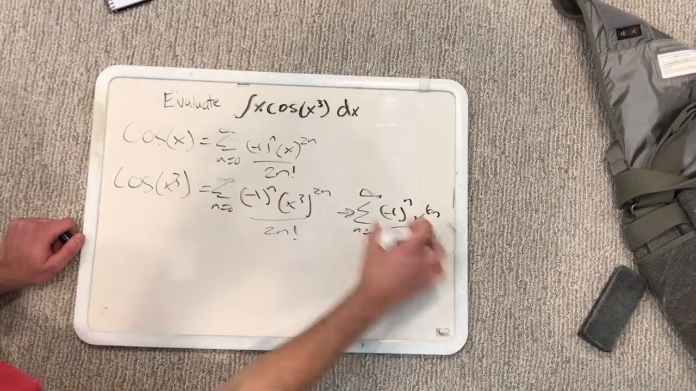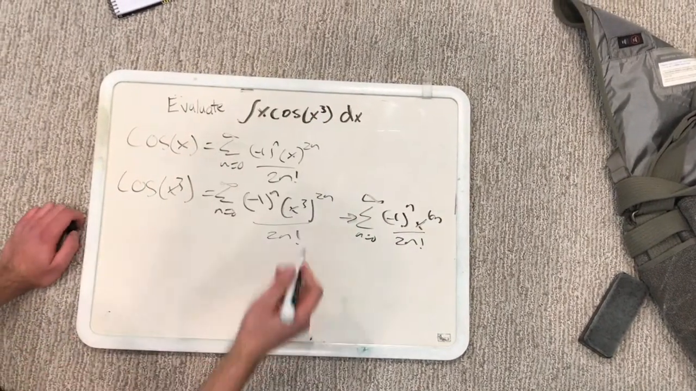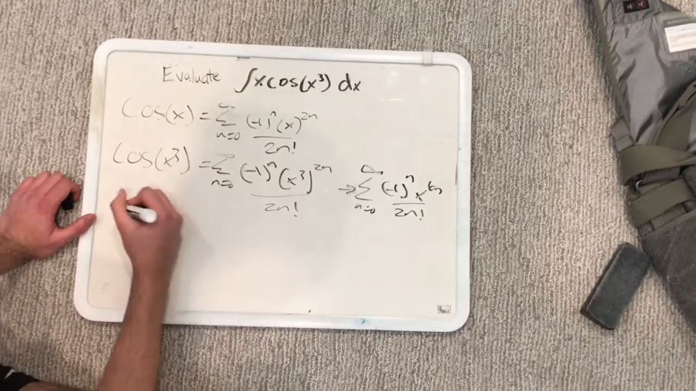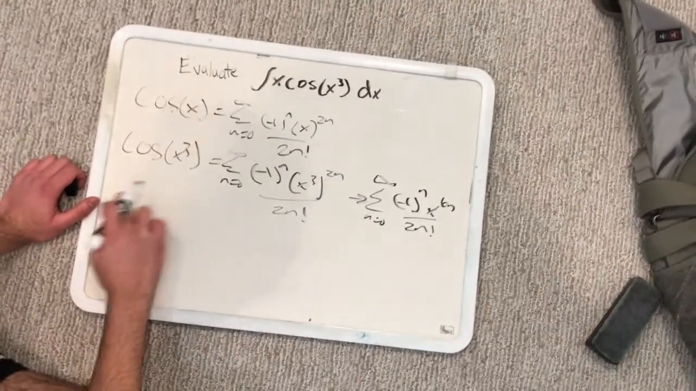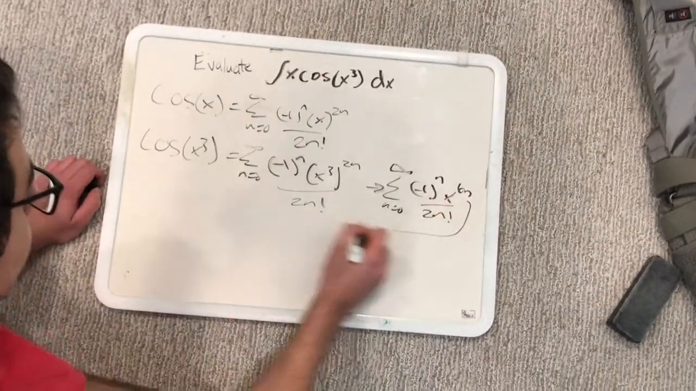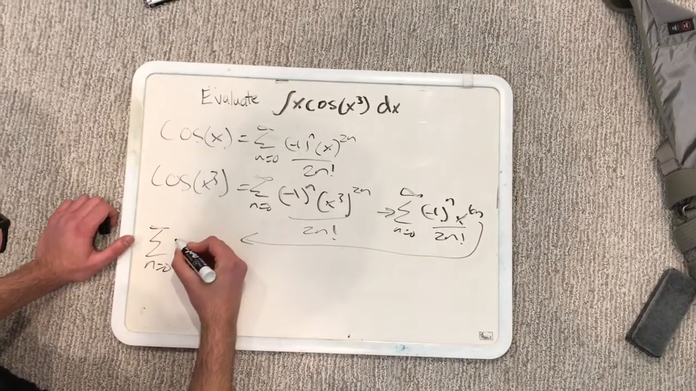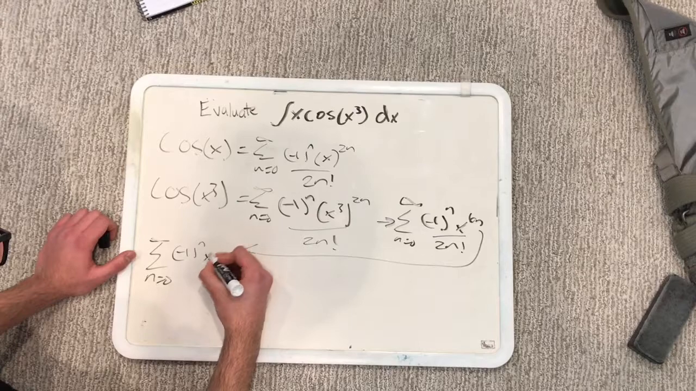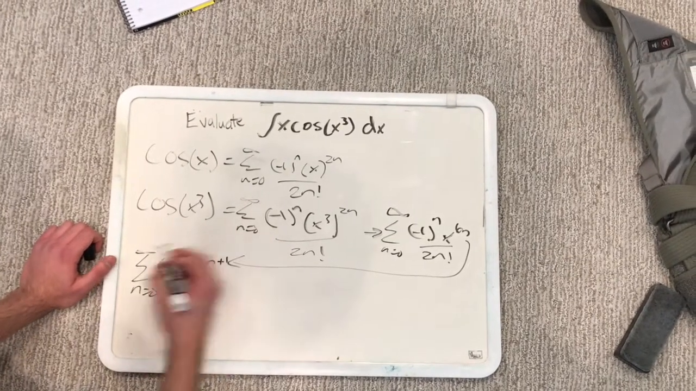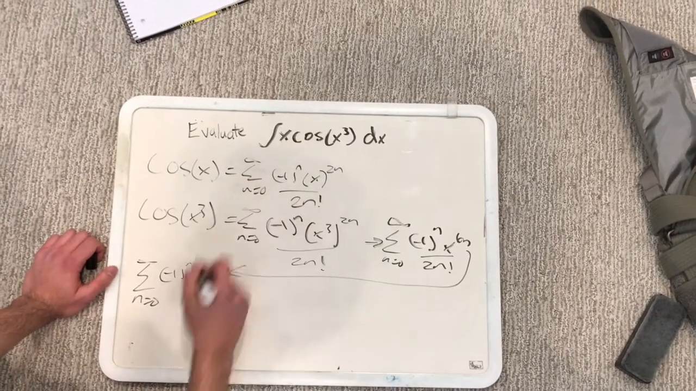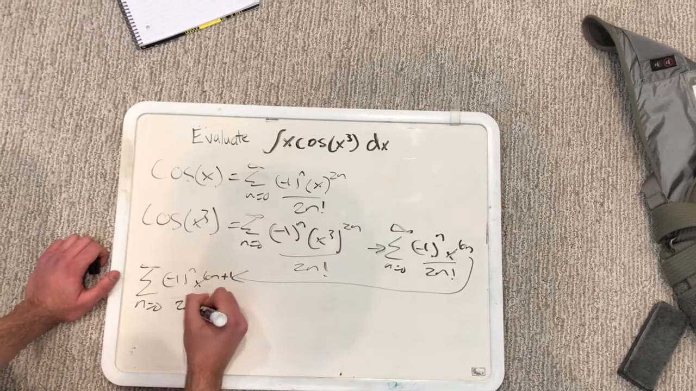So we know that this represents the cosine of x cubed, but then we also have the x to plug in. So we're going to multiply the x in, right? This is just going to become the summation from n equals 0 to infinity of negative 1 to the n, x to the 6n plus 1, because of the x that we multiplied in from here. This is going to be over 2n factorial.